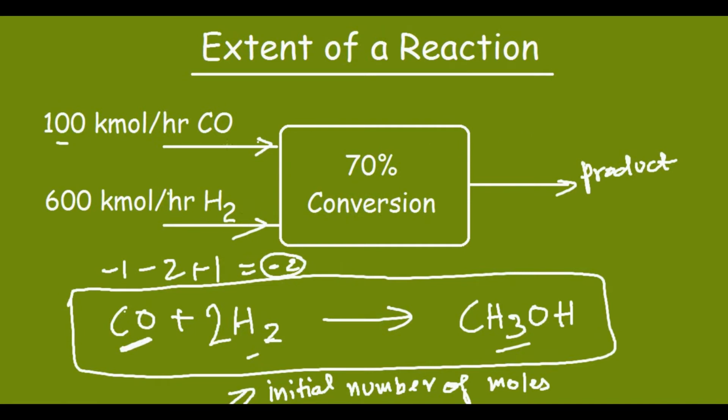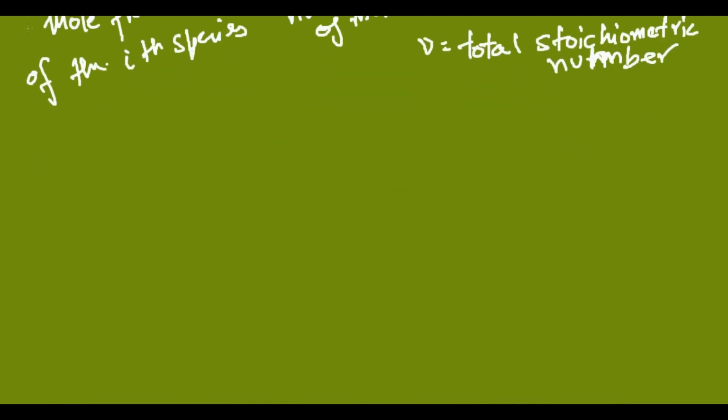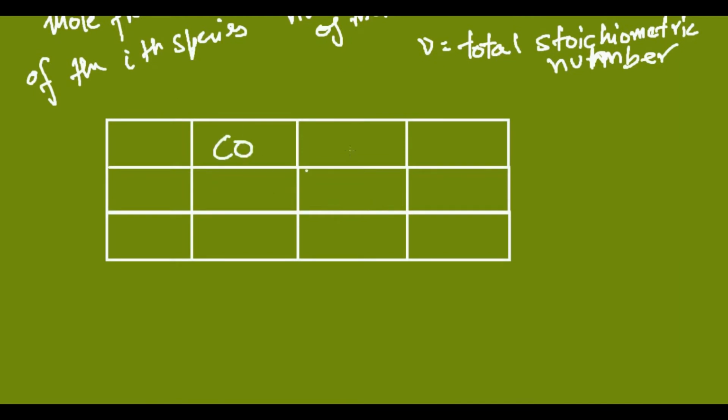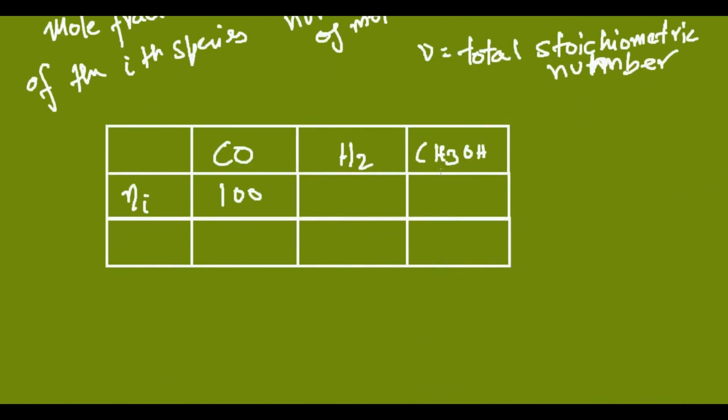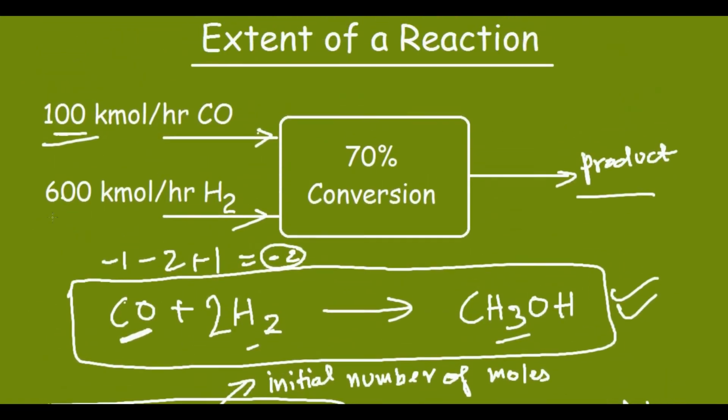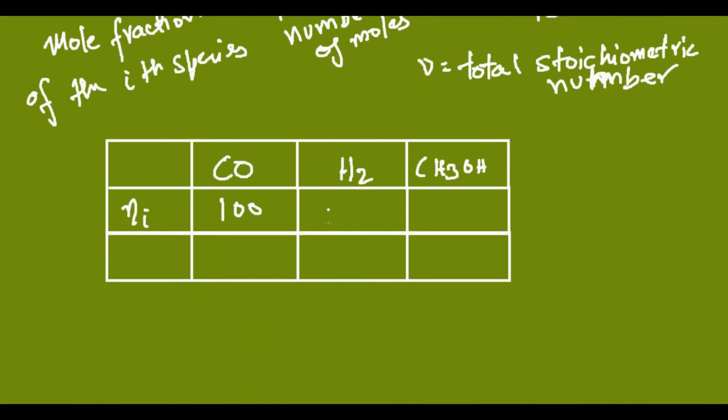So now we will go to the problem. First they have said that 100 kilomoles per hour of CO is entering, 600 kilomoles per hour of hydrogen is entering, 70% conversion is occurring, and I am getting the product. This is the reaction. So I will first draw a small table. In this chart, here I will write CO, here hydrogen, and here methanol, CH3OH. The initial number of moles Ni0 for CO is 100 kilomoles per hour. For hydrogen it is 600 kilomoles per hour. And for methanol, initially 0 moles are present.